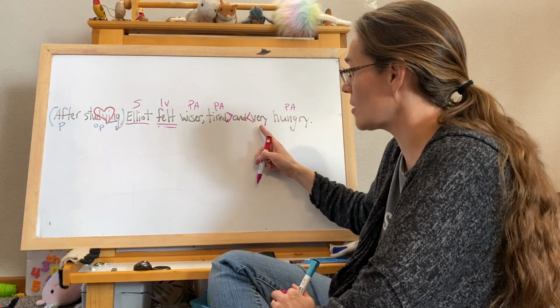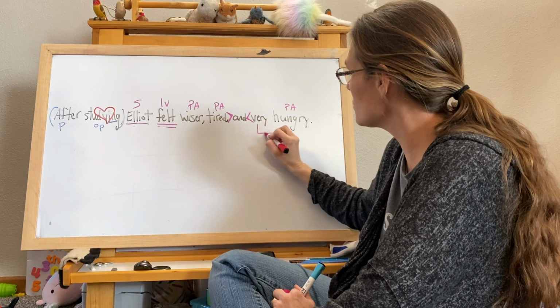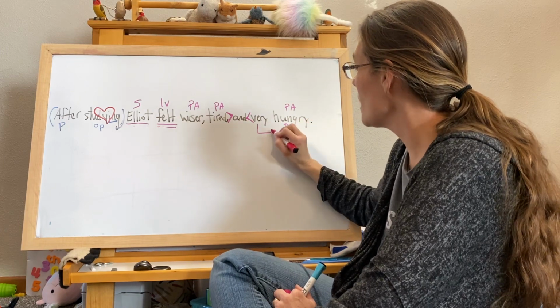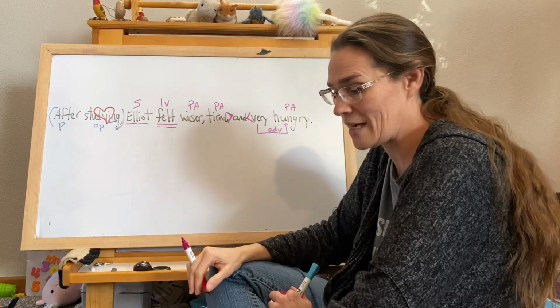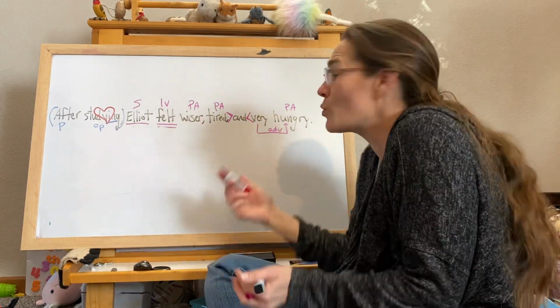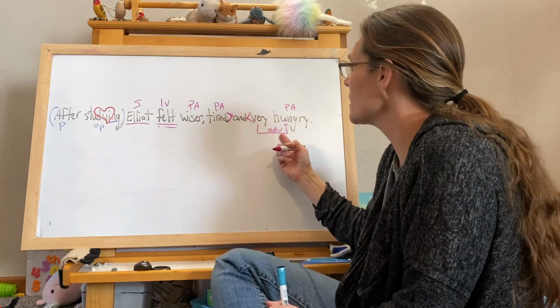So now we're going to look at our modifiers, very. We haven't come across this one very much, but very is an adverb, right? It's saying to what extent. To what extent was he hungry? Very. So it's answering the question to what extent.